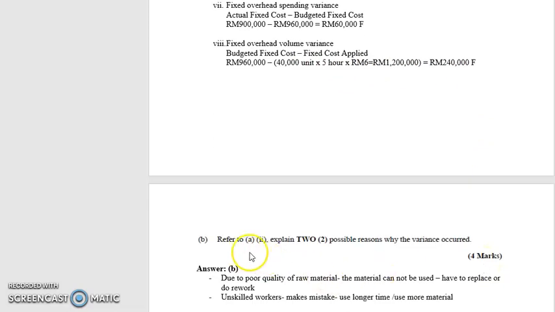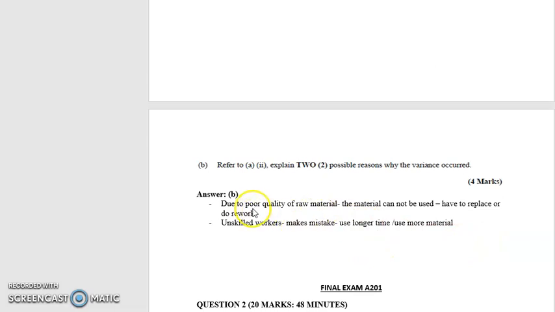Refer to A2, explain two possible reasons why the variances occurred. First, due to the poor quality of raw material, the material cannot be used and you have to replace it or do reworks on that material. Second, unskilled workers make mistakes and use longer time or more materials. So that will create variances.